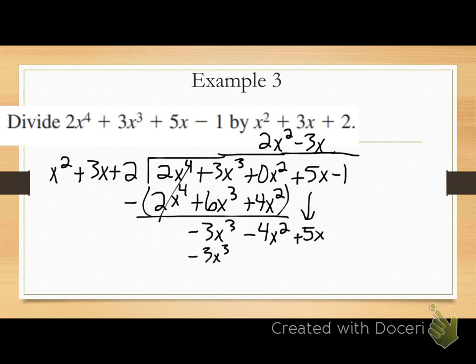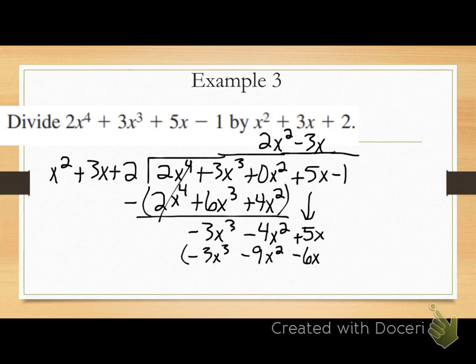What's negative 3x times x squared? We just said it was negative 3x to the 3rd, right? Oh. Negative 3x times positive 3x. Negative 9x squared. Negative 3x times 2. Negative 6x. We okay with that?